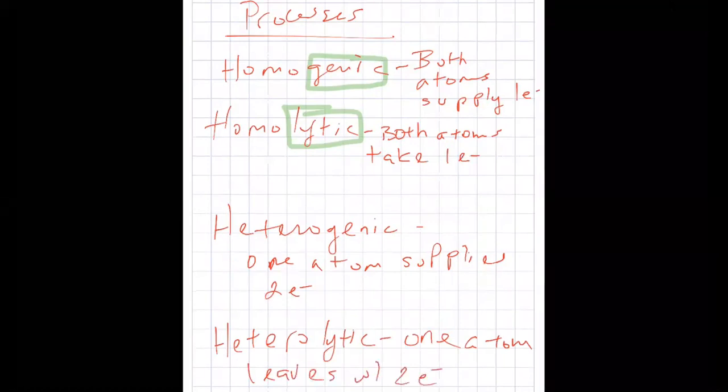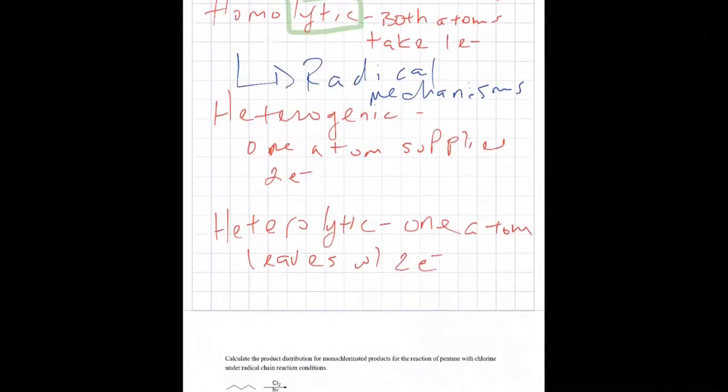So those four processes are always going to be at work. For homo, homogenic and homolytic, this is always going to apply to situations where you use radicals. So that's always going to be involved in what we call a radical mechanism. For heterogenic and heterolytic, this is always going to be involved for what we call a polar mechanism.